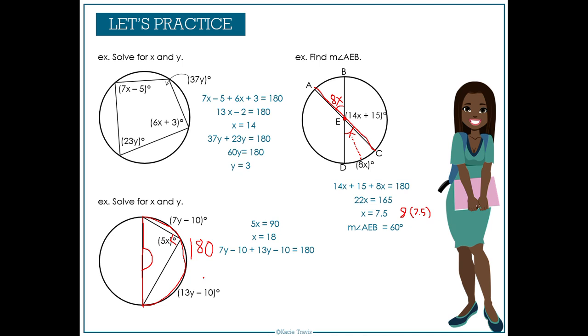All right, we go through and we combine our like terms. We got 7y plus 13y. We got negative 10 plus negative 10. That gets me 20y minus 20 equals 180. I have to take that 20, add it to both sides, and then I'm going to have to divide. So adding the 20 to the other side gets me a 200. And then I divide that 200 by 20, which gets me 10 for my y.